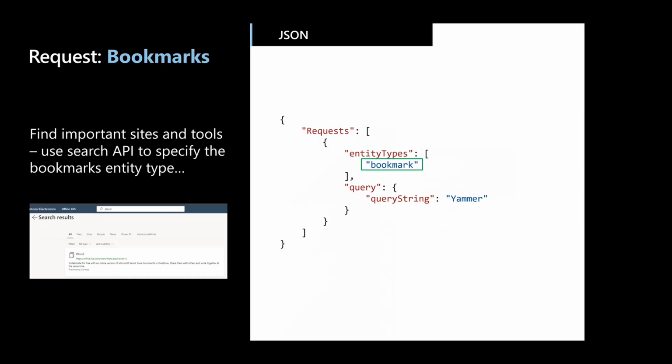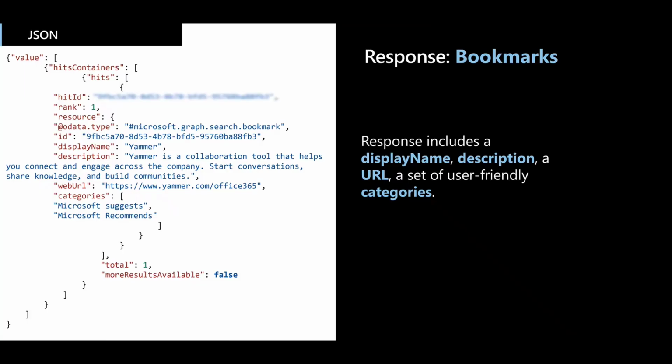So as we know, bookmarks can help pin certain results and allow you to find important sites and tools. And so in this request body, you're able to use the entity type bookmark and then specify your query string. So I have a sample query string here, and in the response, you're going to get a bunch of information, but the key things that you're going to get back is the display name of the bookmark, the description of the bookmark, a URL that points to the bookmark, as well as a set of user-friendly categories that can be configured in the admin portal. And so I'll walk through what this looks like in a second.